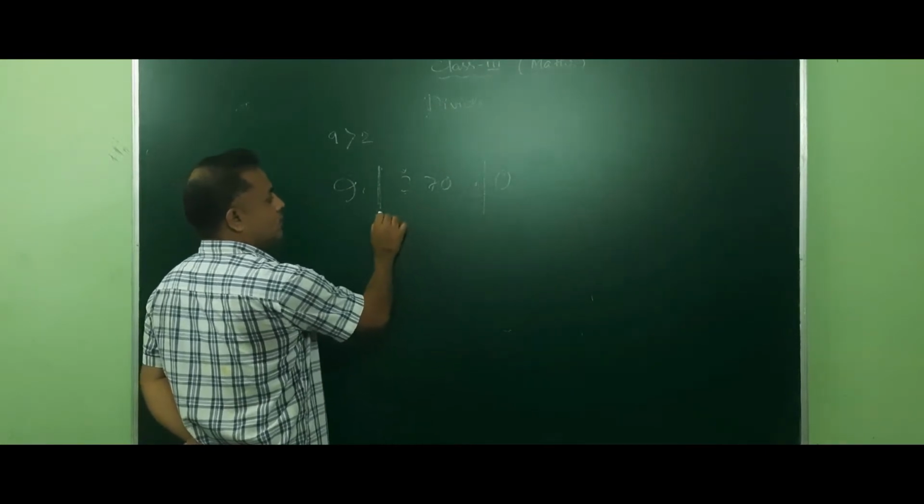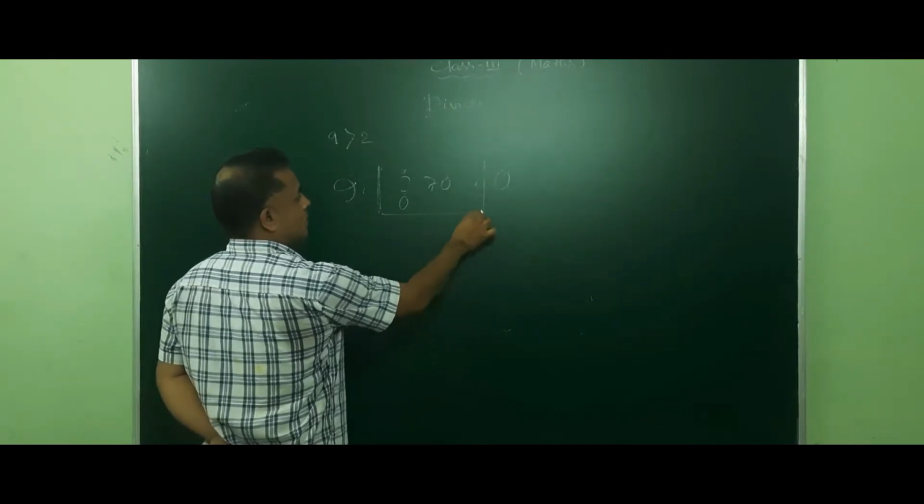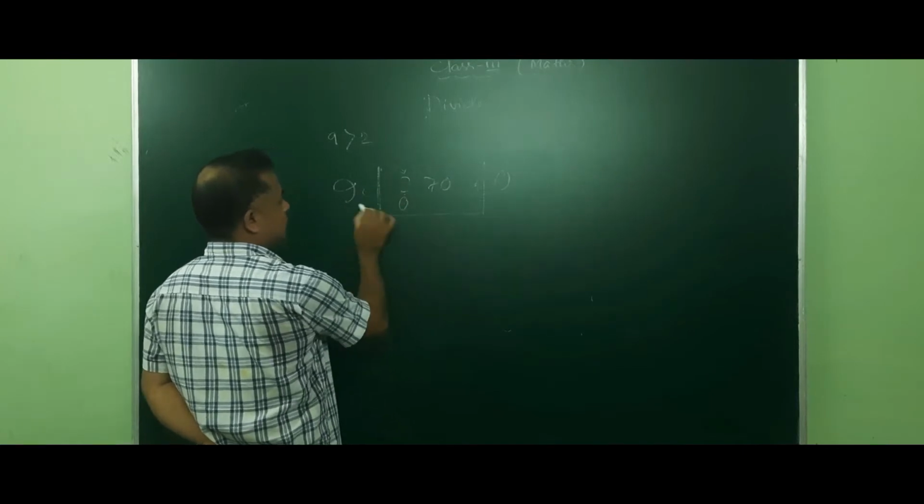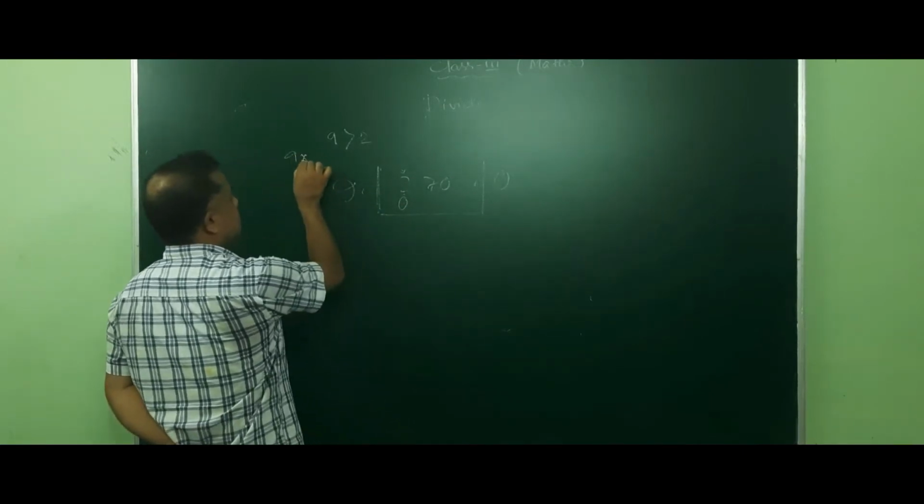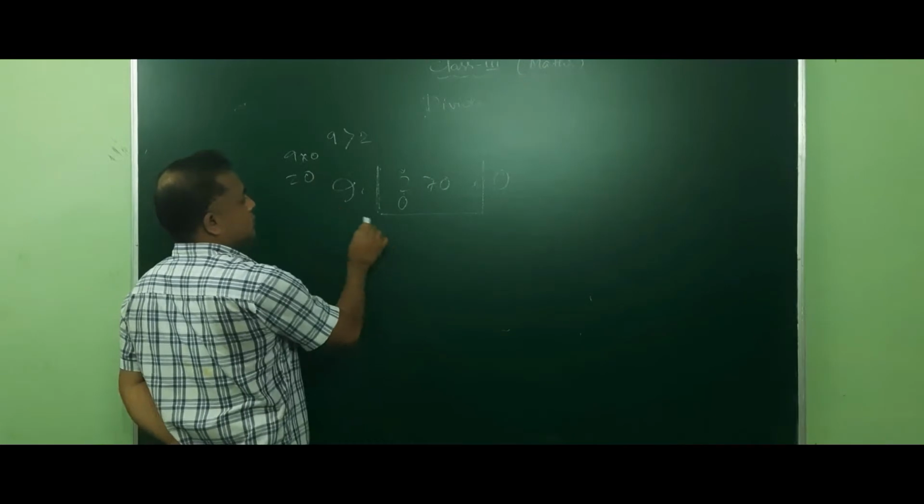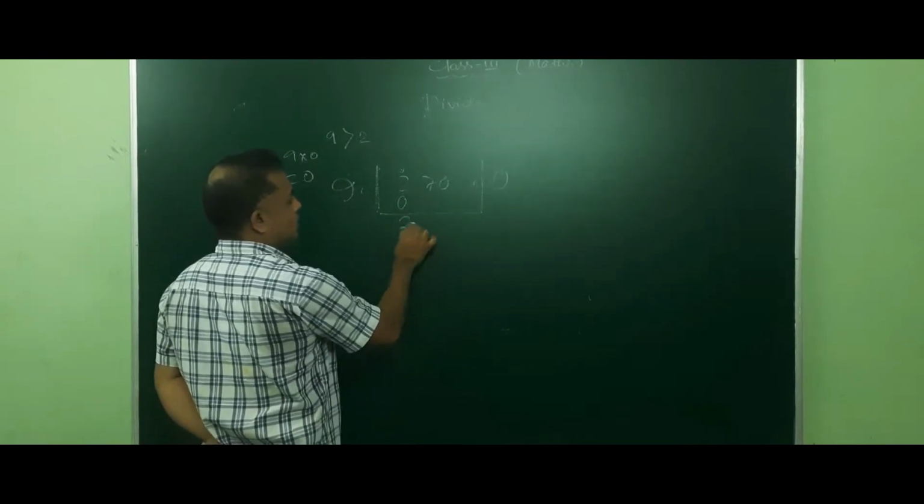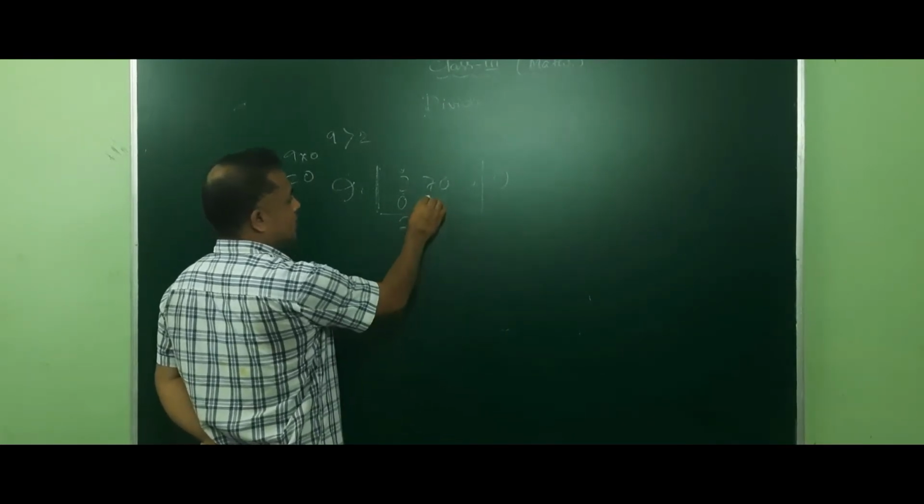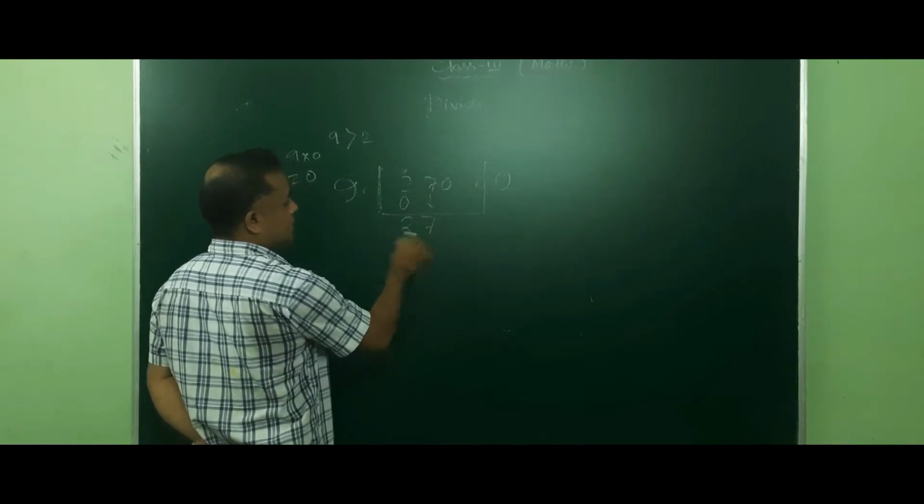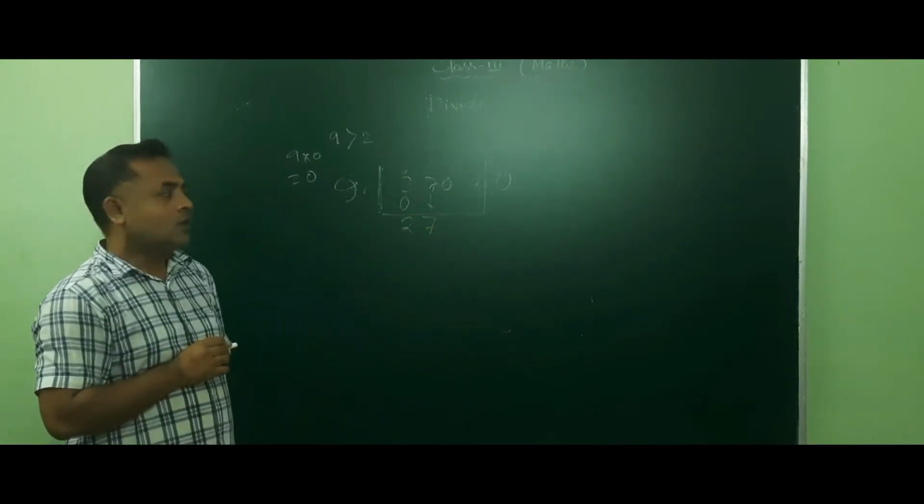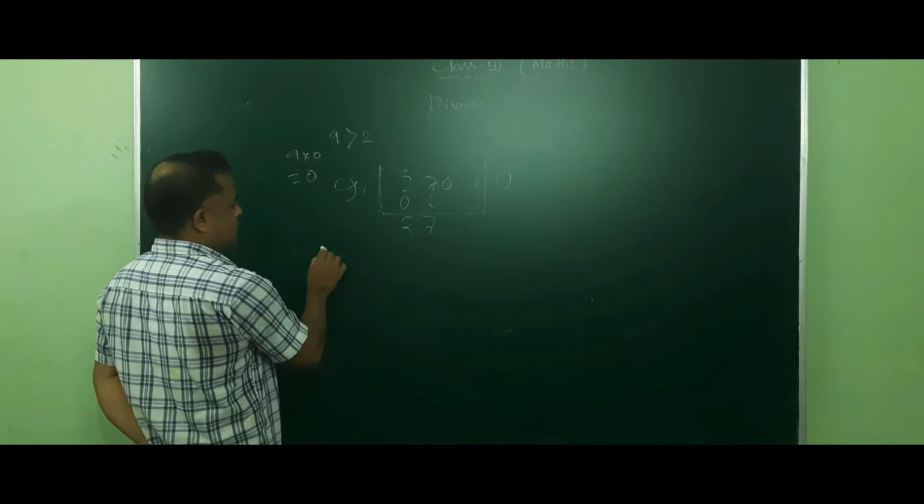Then what will we do? 9 into 0 is 0. So we are writing here 0. Now we will bring down. Again it doesn't go, so I will bring down this 7. So it becomes 27. So we will go to the multiplication table of 9.